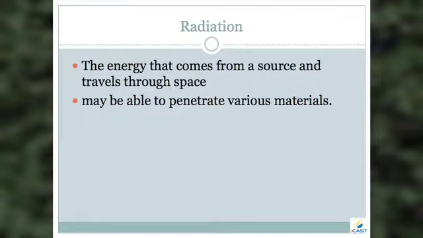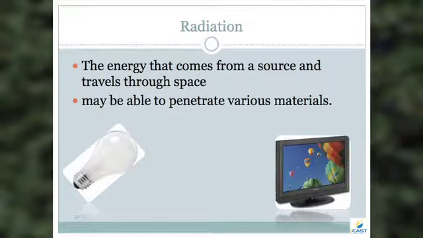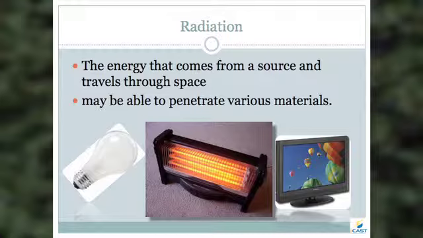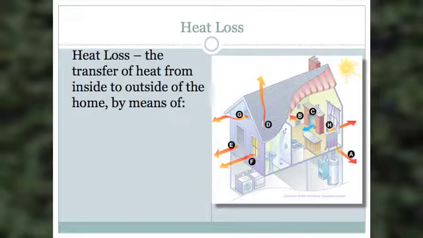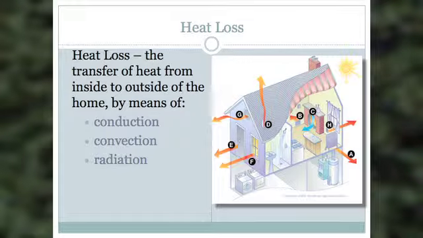A couple of examples of radiant heat: appliances, like a TV, light bulbs. Like if you come up here on this projector, you can feel lots of heat radiating off that light bulb. We have radiant heaters. Those are three different ways that we have heat loss: we have conduction, we have convection, and we have radiation. And your average structure will lose heat in all those three ways.